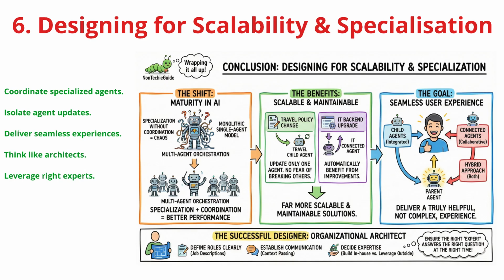Regardless of whether you choose child agents, connected agents, or a hybrid approach, the goal remains the same, a seamless user experience. The parent agent hides the backend complexity to deliver a truly helpful interface. To succeed, designers must think like organizational architects, clearly defining roles, establishing communication through context passing, and strategically deciding when to build expertise in-house versus leveraging outside sources.